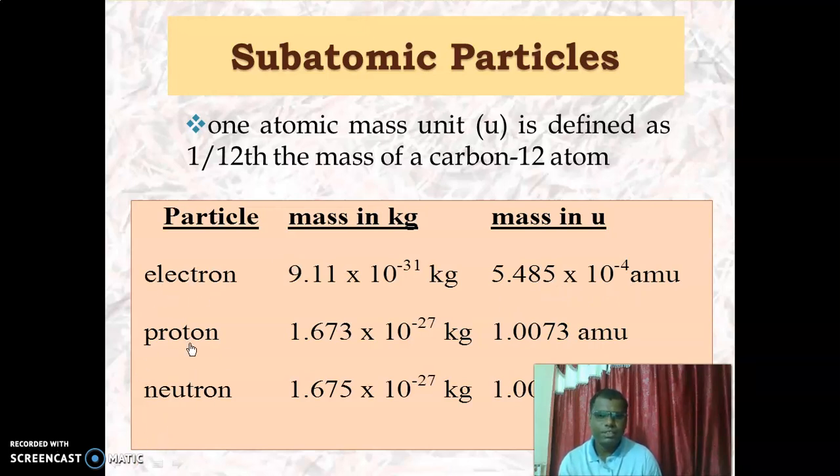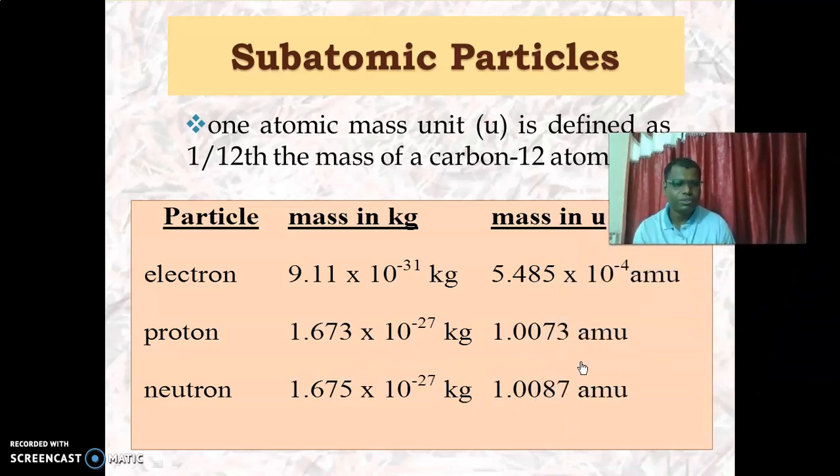Definitely, the proton and the neutron both have almost the same mass, that is 1.0073 and 1.0087 atomic mass unit. So this is nothing but the masses of these particles. How these particles are present in the nucleus is also important, that is regarding the structure of atom, which we will discuss later.